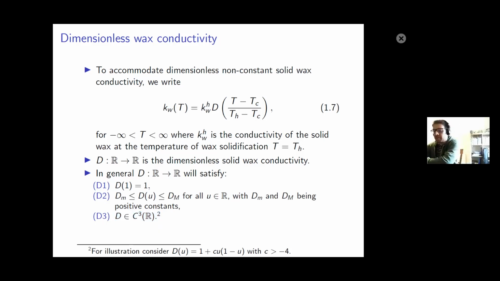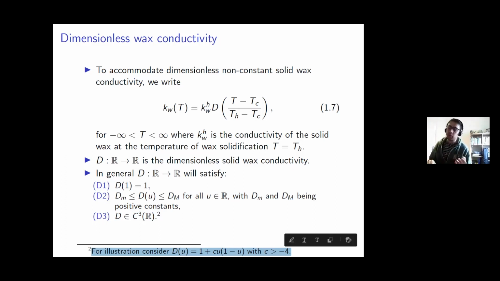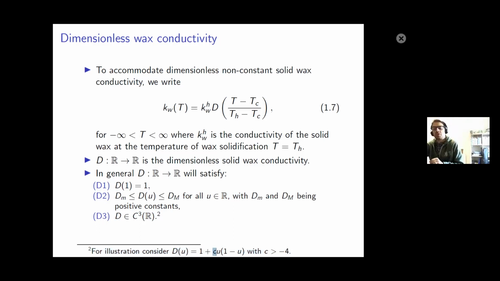Now, for illustrative purposes throughout this presentation, just consider D to look like a sort of logistic function, add 1 to it. So it's 1 plus this one-hump function. So it just looks like this between 0 and 1 if the value of the constant C is bigger than 0, and it looks like a negative hump if the value of C is less than 0. Of course, we do need to impose that C is not too small to ensure that this condition is satisfied. Namely, there's the lower bound that is bigger than 0.